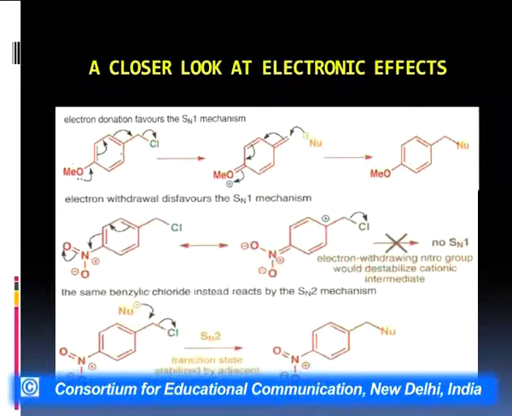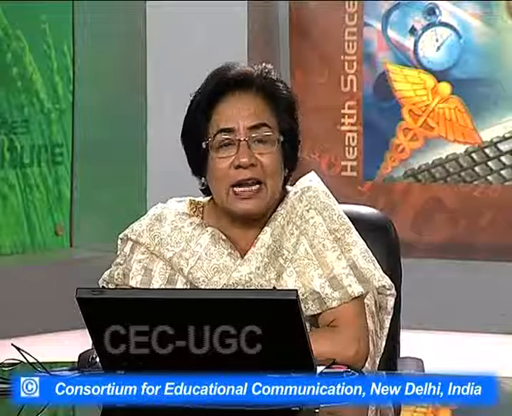Now if we take a closer look into the effects of the groups which are attached to the substrate, then what we find is that if there is a benzylic substrate attached to a group which is electron donating, and if that electron donating group is positioned in a favorable position, that is, it can donate the electrons to the benzylic carbocation that is being formed, then in that case the mechanism will be SN1.